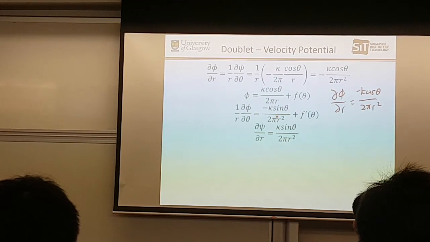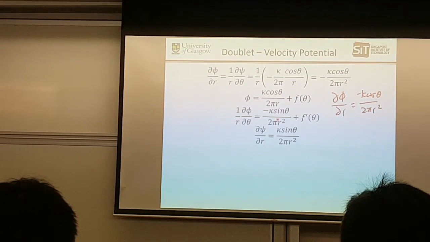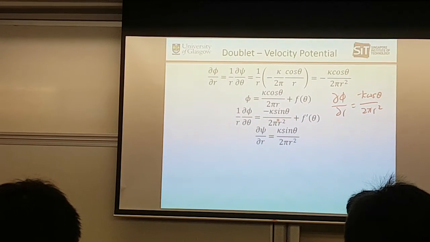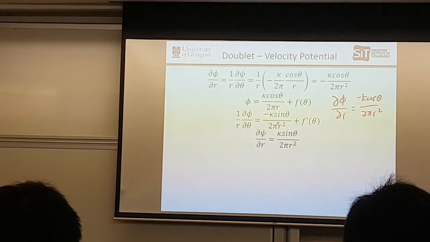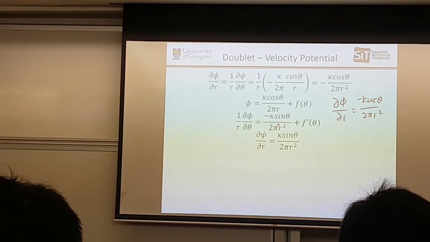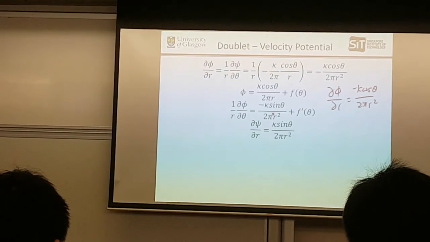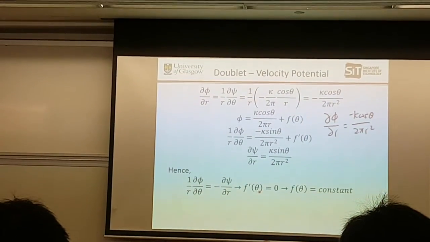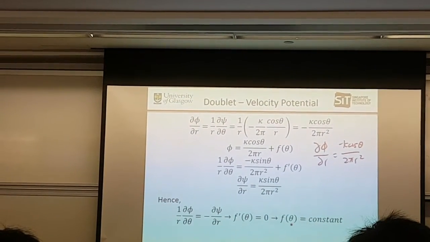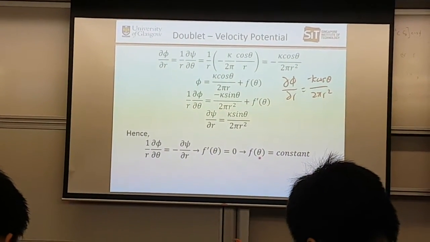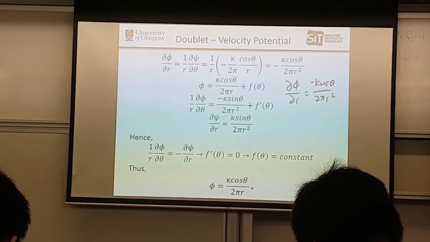What's the reason for doing this? I'm trying to show you that if you know one stream function, you can do the same math to get your velocity potential also. It's vice versa. That means if the question gives you the velocity potential of a doublet, you can do the same thing to find the stream function, based on the relationship that I've established at the start already. Once you do this, you realize that your f prime theta is equal to 0. If f prime theta is 0, it just means that f theta is a constant. So the final answer that I have will still be this: your phi will just be equal to k cos theta over 2 pi r.